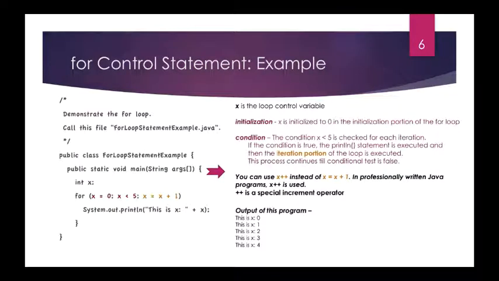Let's look at an example of a for control statement. We have a class which has a main method, and in that we have a variable x of type int. This is the loop control variable, and the initialization block initializes the value of x to 0. We have the Boolean condition which checks if x is less than 5, and the iteration block which increments the value of x by 1 after every iteration.